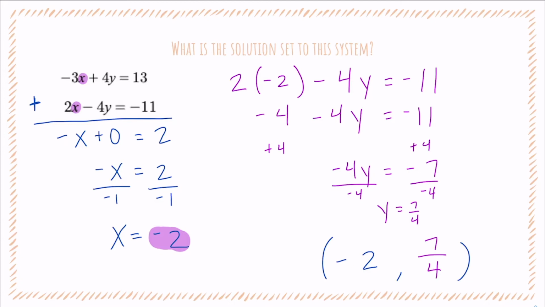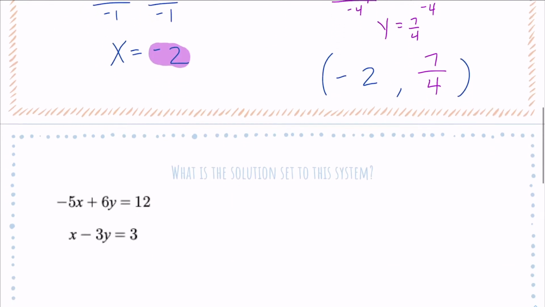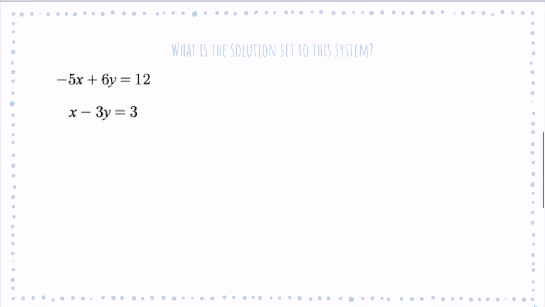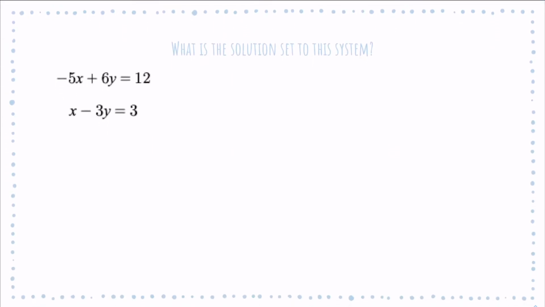All right, let's look at our next one. What is the solution to this system? So we're looking for additive inverses, but we don't see any. So that means we need to pick an equation and multiply it by some number to create additive inverses. So take a second to figure that out.